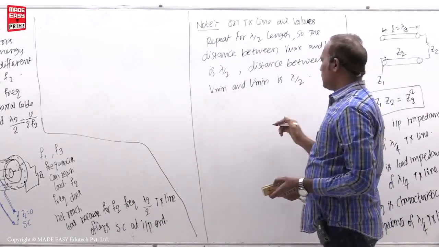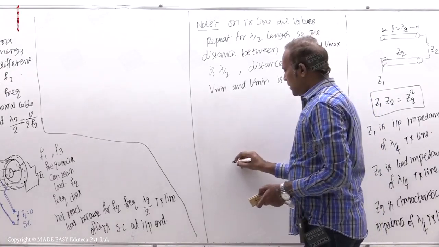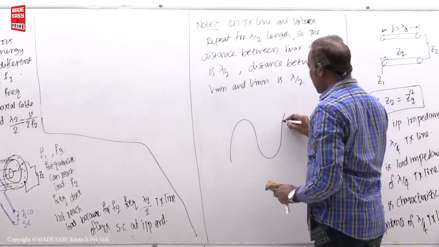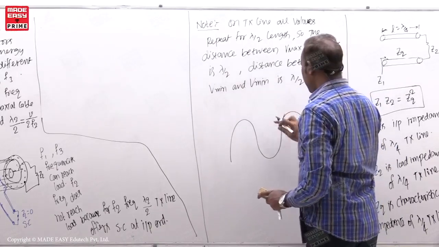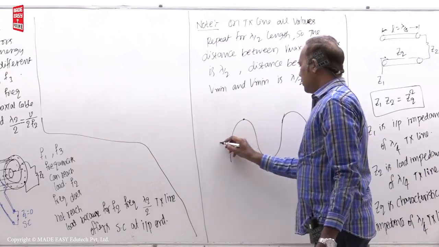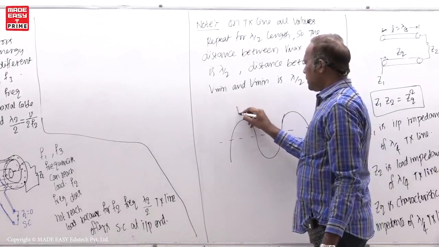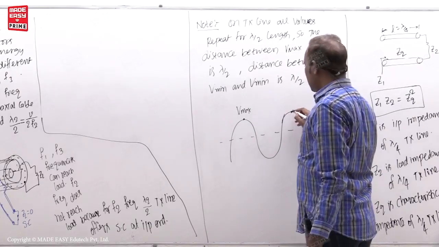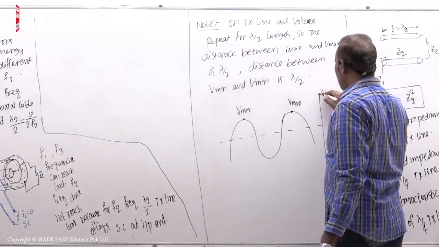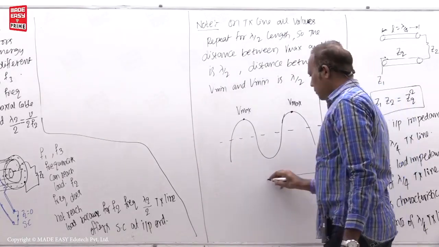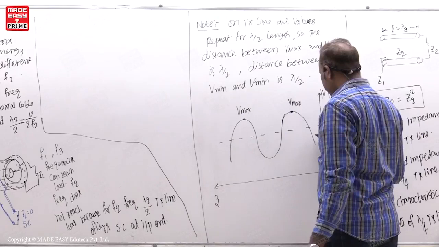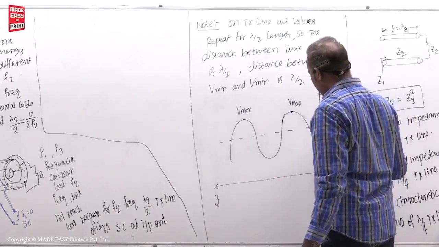Okay. As shown, I will show here. For example, it is like this, dear students. The total voltage waveform is like this. This is a maximum voltage here. This is V maximum, and this is also V maximum. If this is the total voltage waveform with respect to distance on the transmission line, so like this it is. Okay. Anyway, shall I write here?